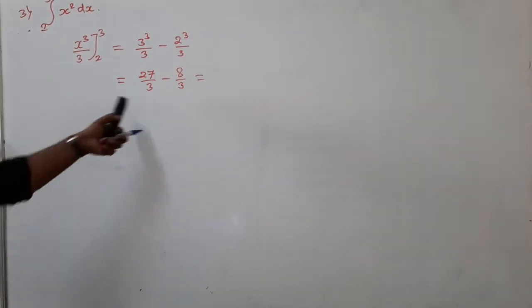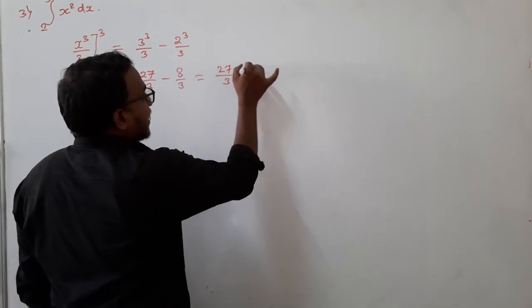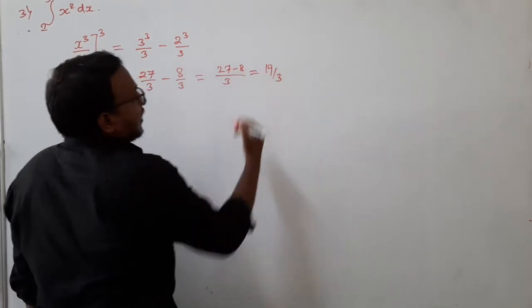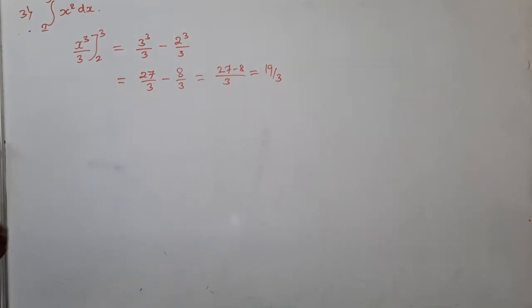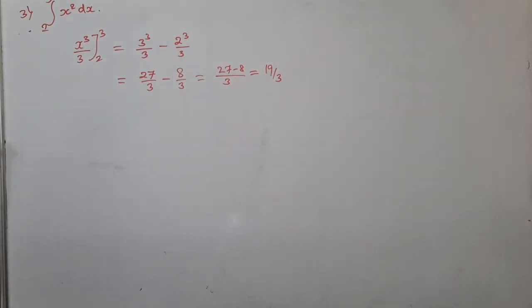Both the LCMs are the same, that is 3. 27 minus 8 will become 19 by 3. Hence, our answer is correct. Pause the video and note down this solution also.